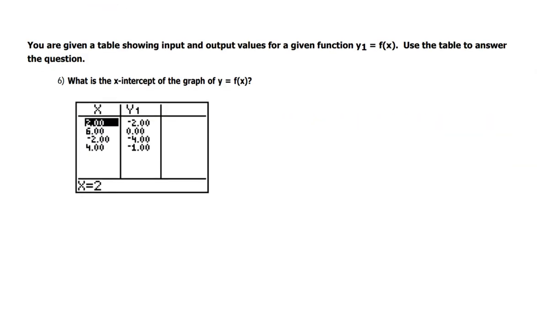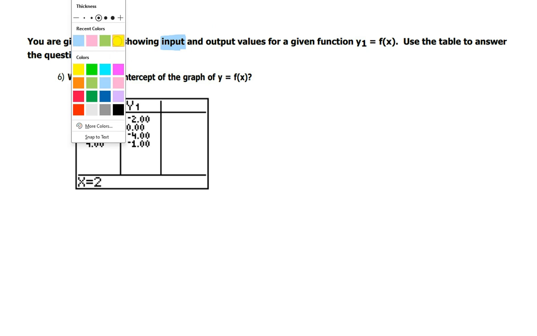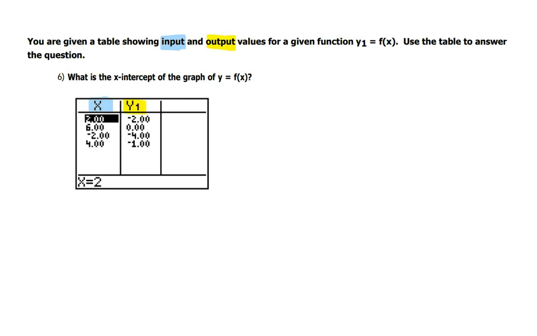Okay, now on this one, you're given a table that shows inputs and outputs. Remember that your inputs are your x's and your outputs are your y's. They're given for some function y sub 1, which is equal to f of x. So, use the table to answer the following question. What is the x-intercept of the graph of y equals f of x?